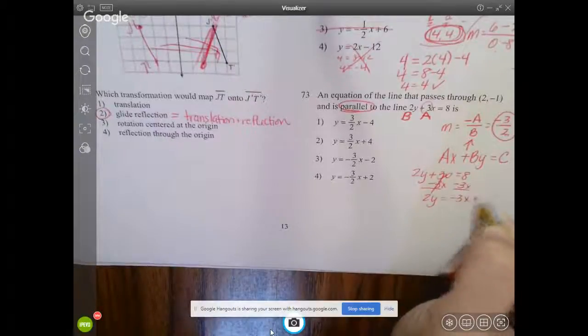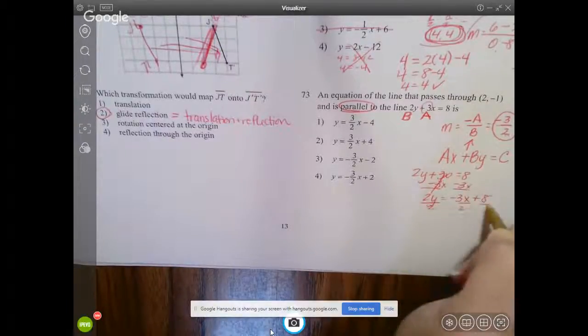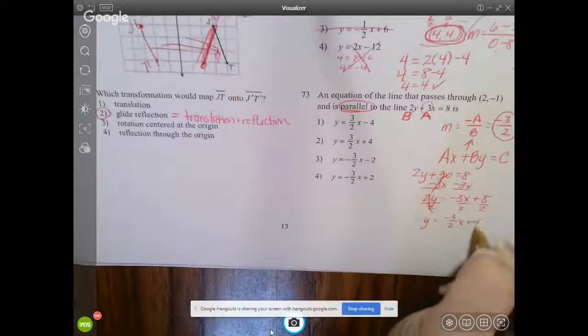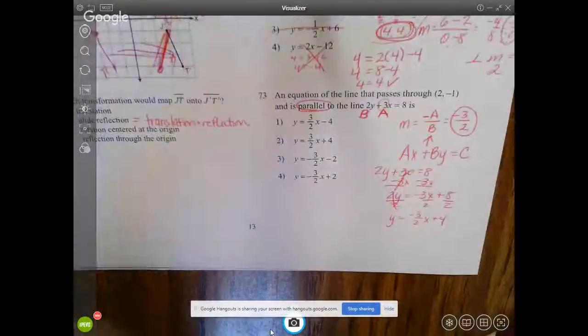Then -3 and then divide. So either way you can do it. But then we have to find the slope. And then from here you know the slope is.